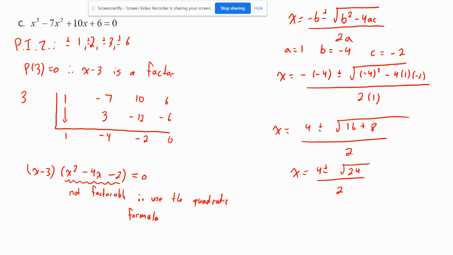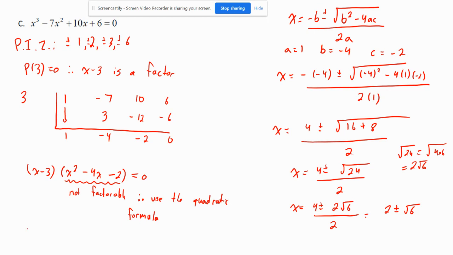We need to remember, how do we simplify this guy properly? Root 24 equals root 4 times 6. The square root of 4 is 2, so 2 root 6. So x equals 4 plus or minus 2 root 6 over 2. 4 divided by 2 and 2 divided by 2 works. So we get 2 plus or minus root 6 as our other two roots.